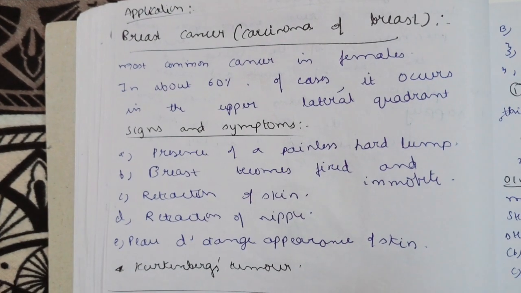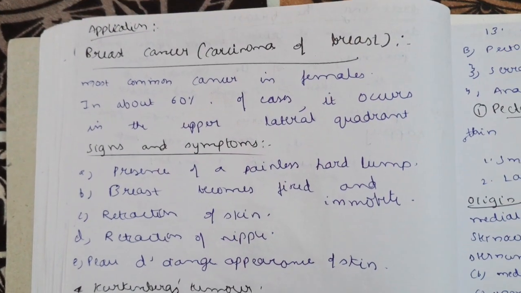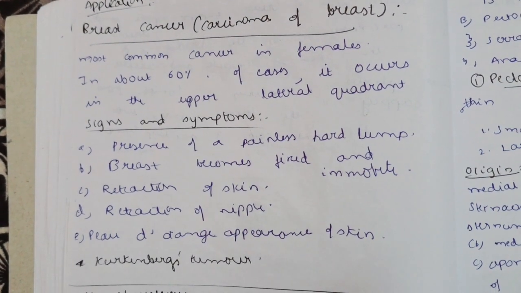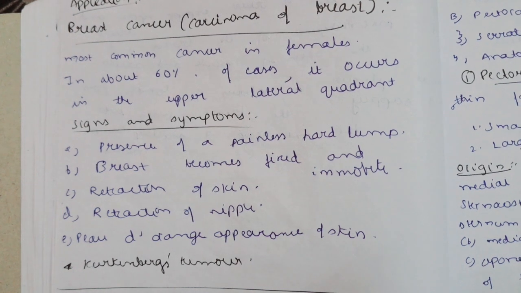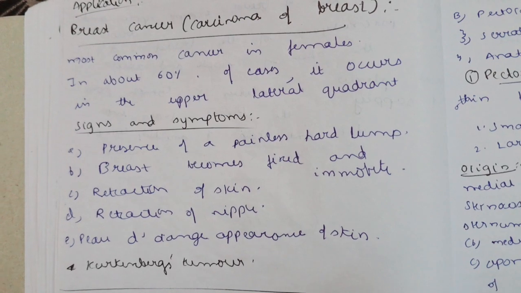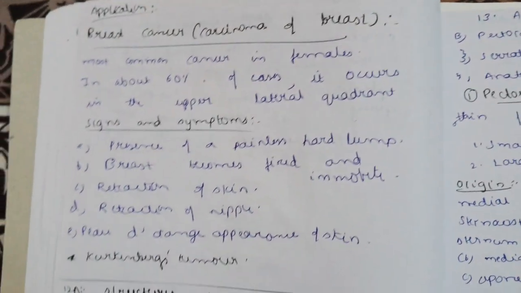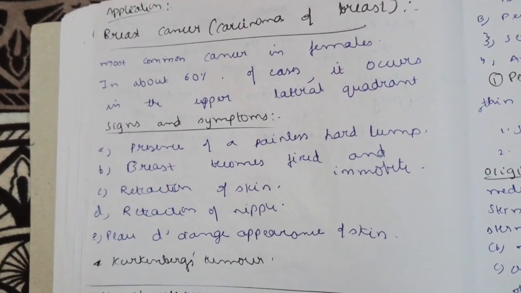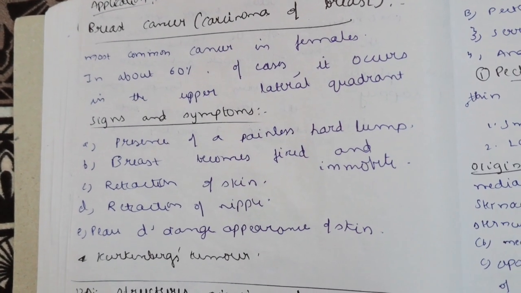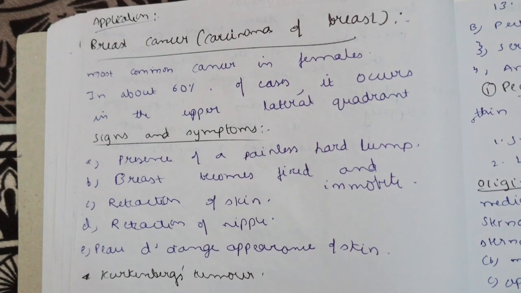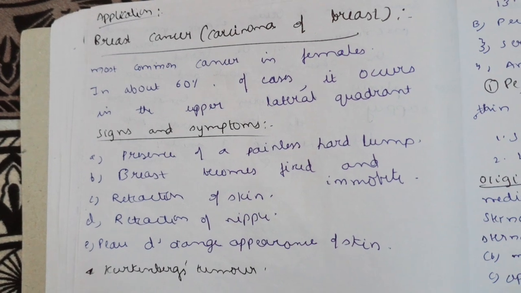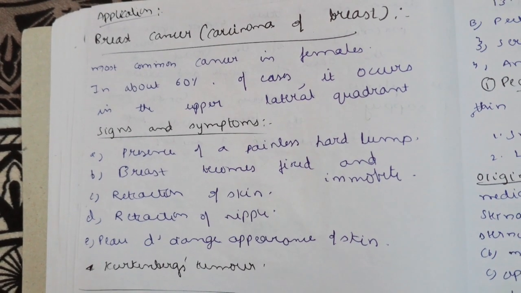Let us see the applied aspects of the mammary gland. First is breast cancer, carcinoma of the breast. This is the most common cancer in females. In about 60% of cases, it occurs in the upper lateral quadrant, and it also occurs in the axillary tail of Spence. The signs and symptoms include a painless hard lump, the breast becomes fixed and immobile, retraction of the skin and retraction of the nipple, peau d'orange appearance of skin, and also Krukenberg's tumor.